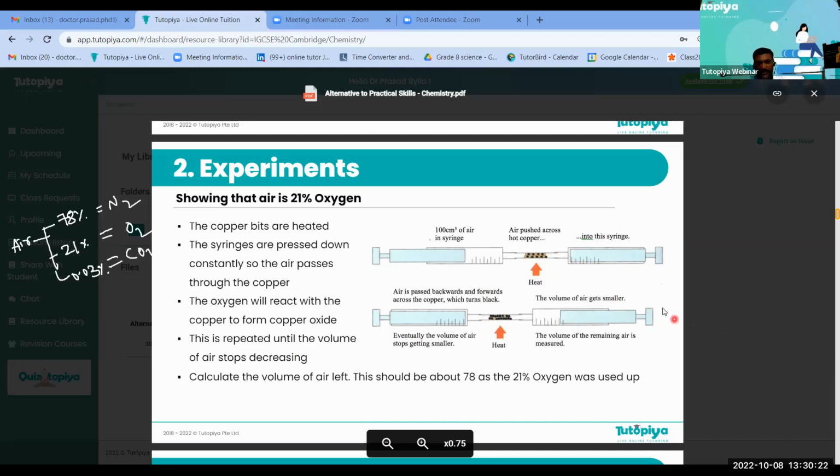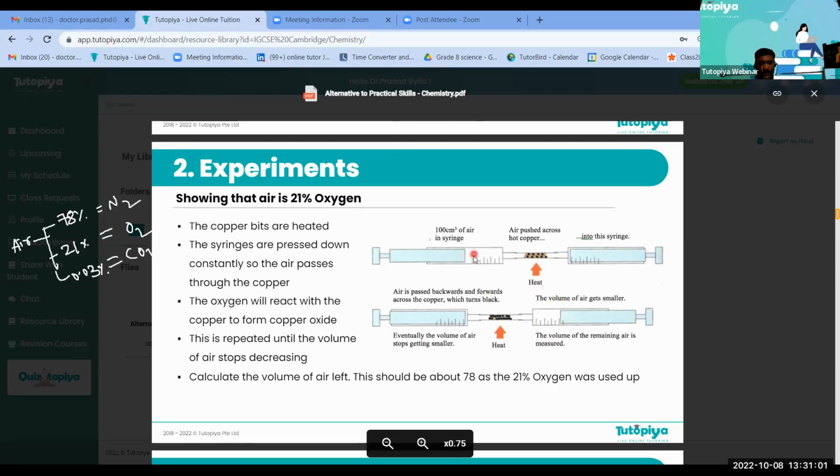So keep doing this for some time until the entire copper is burnt, undergoes combustion to black copper oxide. Just move the air left and right, right and left. Keep doing it for some time until the entire copper turns to copper oxide. But after some time, after the entire copper has turned to black copper oxide, there will be no more change in the volume. You can see that this final volume is only 78 to 79 ml. Then what happened to the remaining 21 to 22 ml of air?